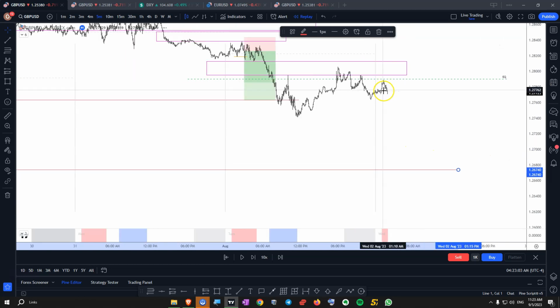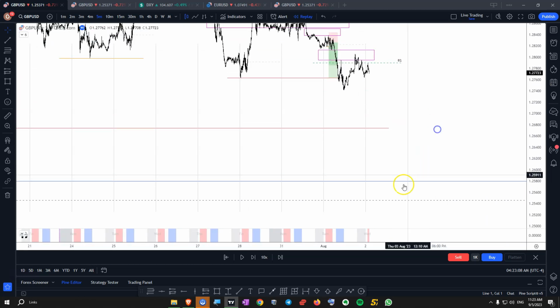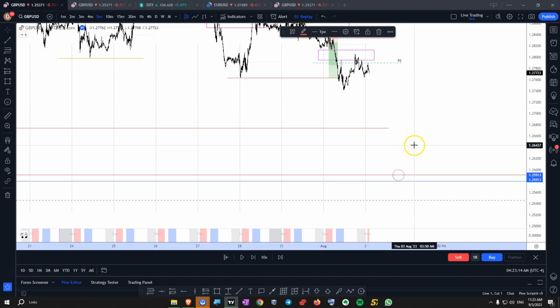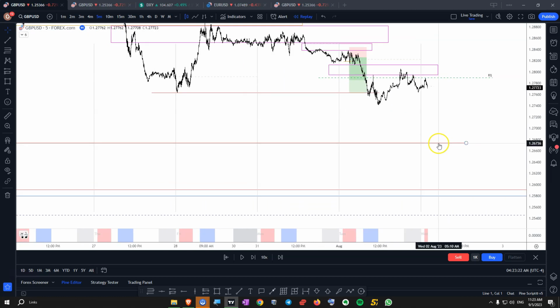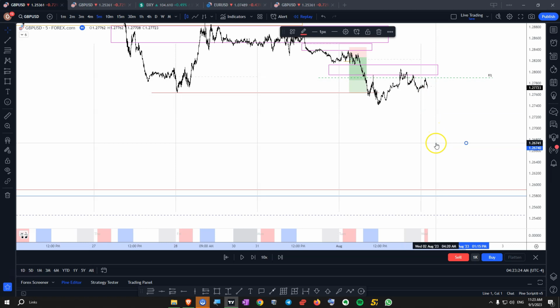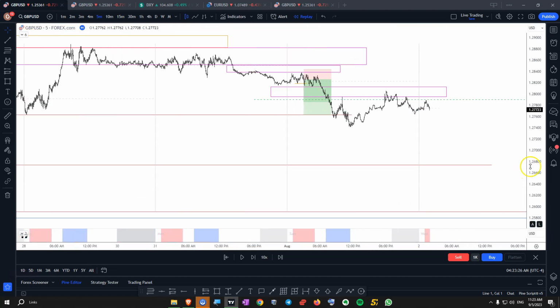So this is pretty far away, and we also have the order block, the daily order block with the sell side liquidity here. So this is pretty far away. It's not going to go straight here. And this is also pretty far away. So I'm not thinking that it's going to go straight here, or at least not that easy.